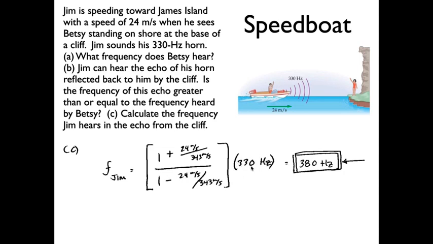Another way to do this is use the 355 hertz out here and assume the cliff is the producer of the wave, and then just make the numerator 1 in here and negate the movement of the source of the wave since the cliff itself is stationary. Either way you do that, you get the same answer and you get 380 hertz for the calculation.